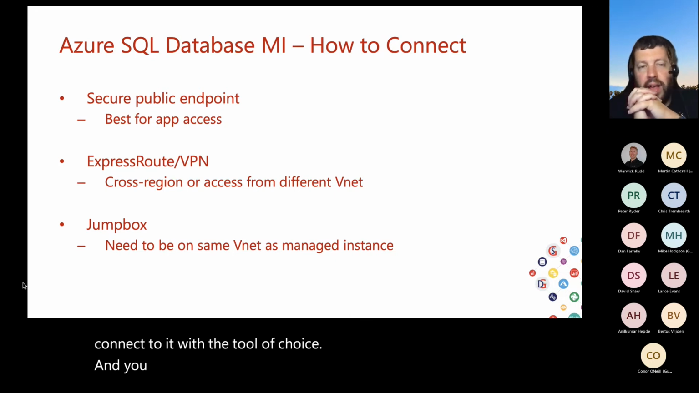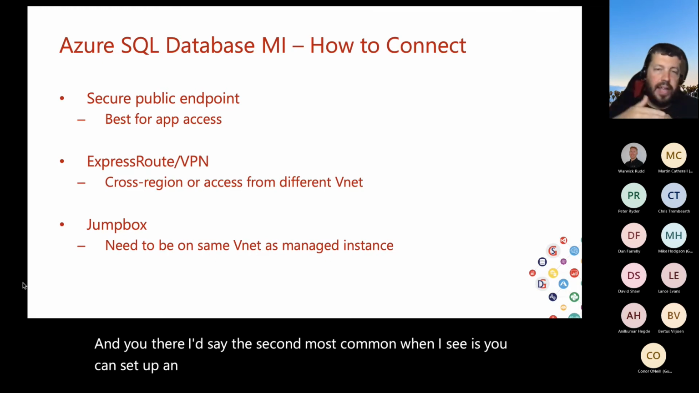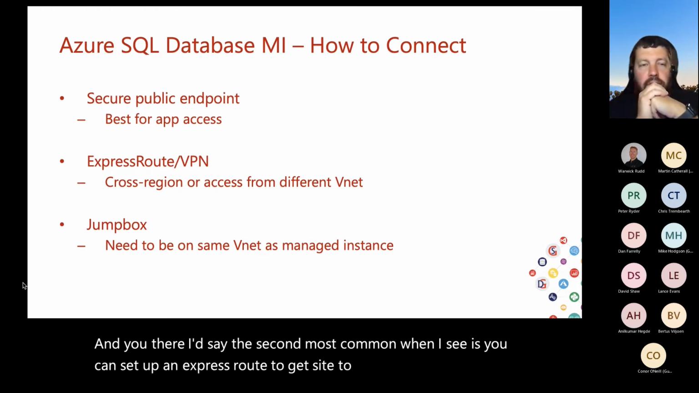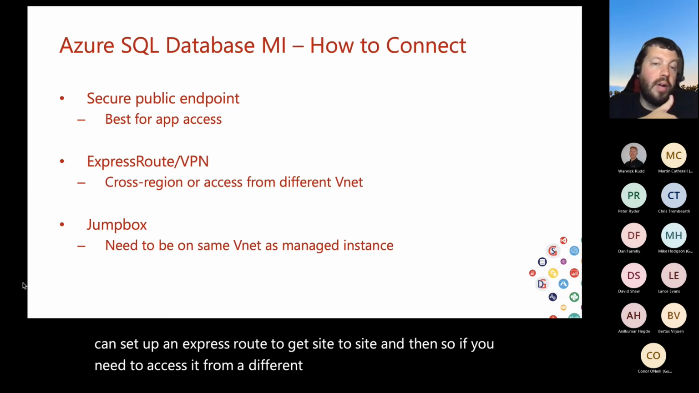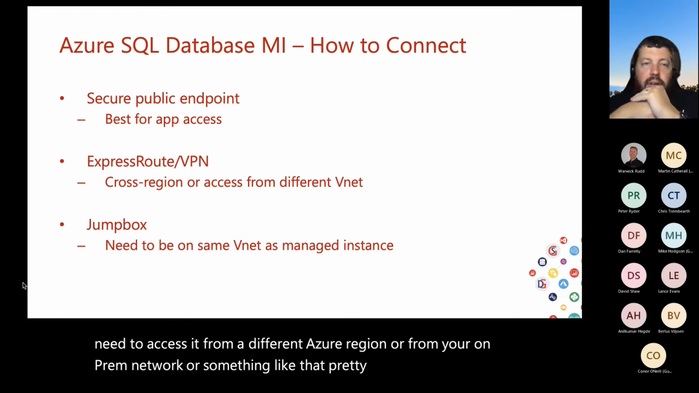I'd say the second most common one I see is you can set up an ExpressRoute to get site to site, and then if you need to access it from a different Azure region or from your on-prem network or something like that, pretty common setup here.